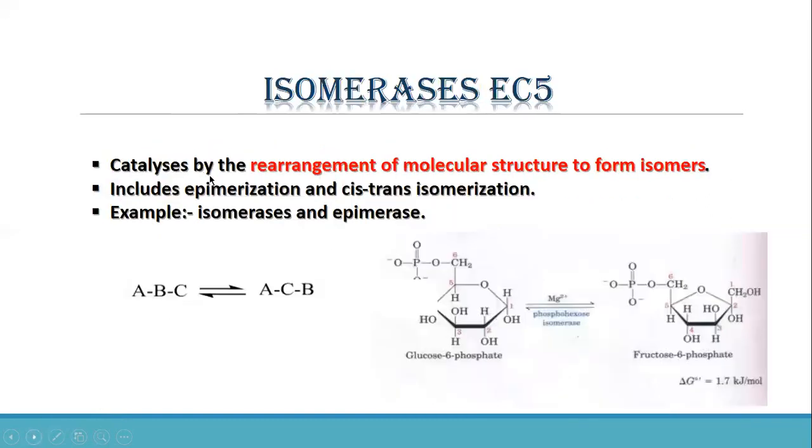Isomerases catalyze the rearrangement of molecular structure to form isomers. This includes epimerization and cis-trans isomerization. Example, epimerase.